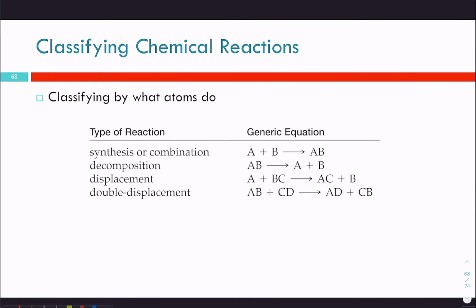So instead of classifying by what happens, we can classify them based on what the atoms do. In a synthesis or combination reaction, we're combining two different things together to get a single product. In decomposition, we have a single reactant that breaks down into multiple products. In displacement reactions, we're replacing one of the atoms or molecules in one of the reactants. And then probably the most common are the double displacement reactions, where we have two compounds and we're swapping the anions.